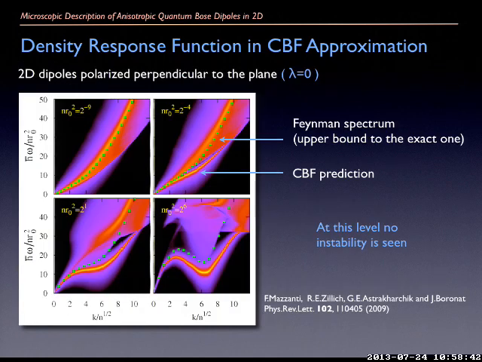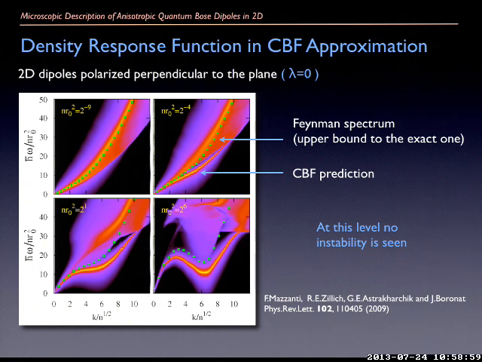You do that for zero angle, which is no polarization, lambda equals 0, and you see that, okay, nothing very surprising, in the sense that here you see the Feynman spectrum at low density. As you start increasing the density, then you see a roton.